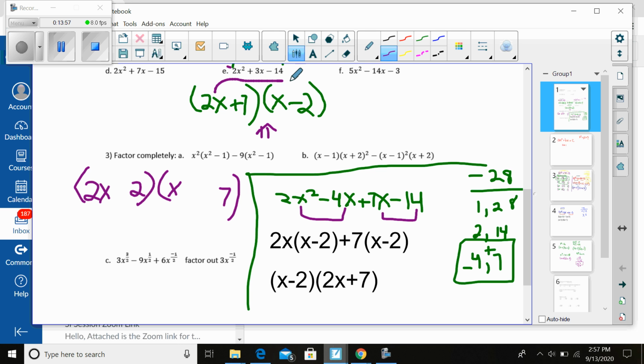Then you would say, okay, that gives me 4x, that gives me 7x. How do I get positive 3? And that would help you place your positive or negative sign.